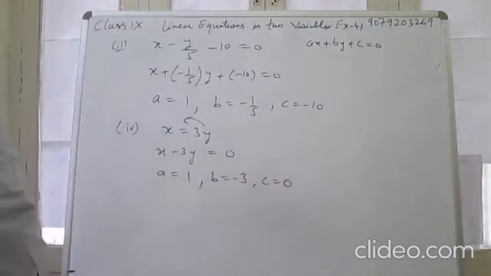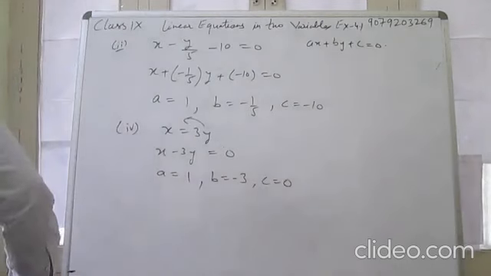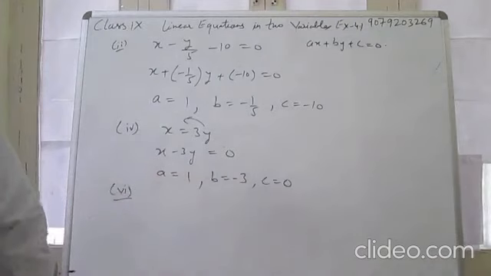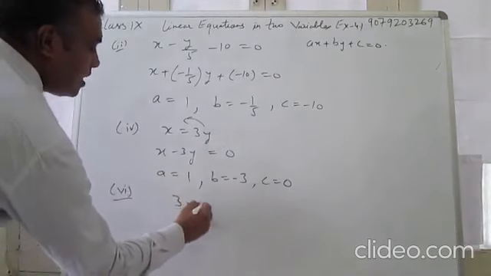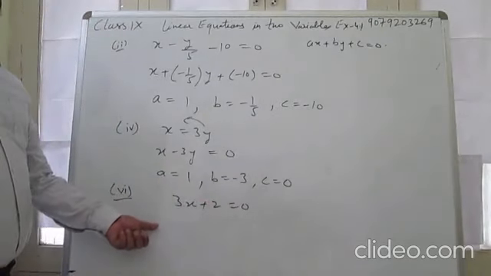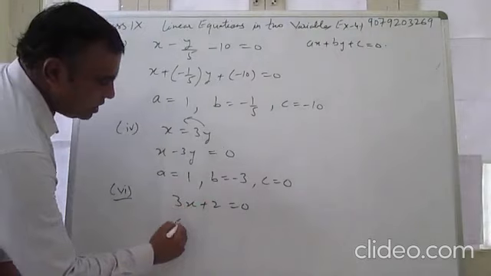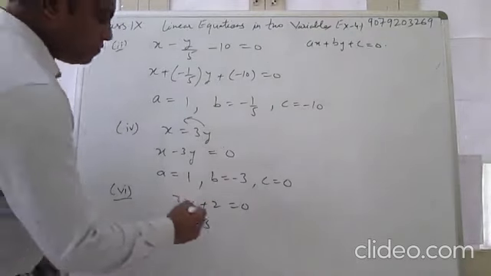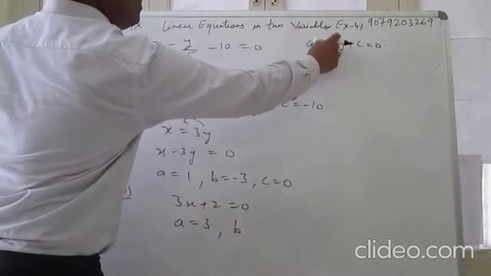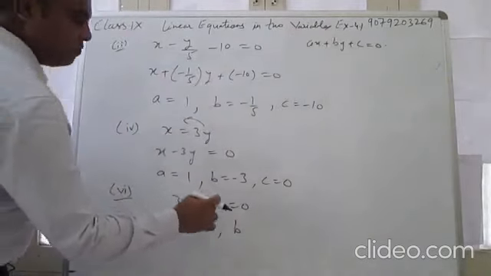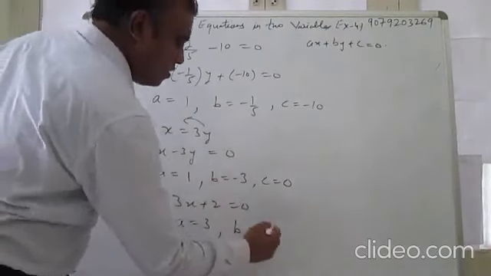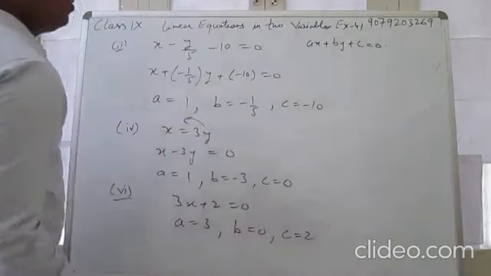Now I take the sixth part: 3x plus 2 is equal to 0. Here you can see that the coefficient of x is 3, it is called a. What is the coefficient of y, that is b? Y is not there, so b is 0. Now the constant term c is 2.